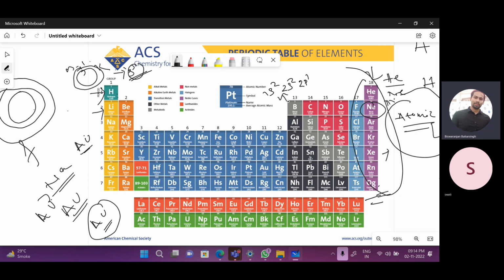Means they are solid. But here, still, as the atomic number increases, because there are no vacant orbitals, no interaction occurs between the neighboring atoms. Means the argon doesn't react that much with the argon. So that's why it is in the gaseous state.